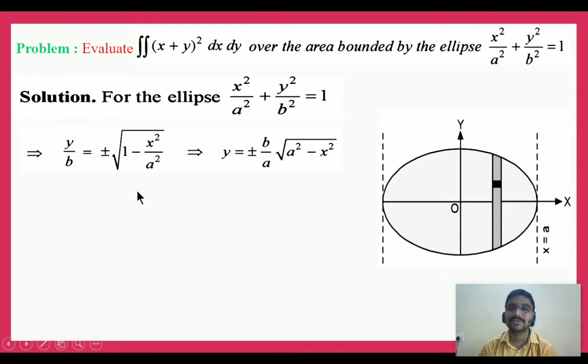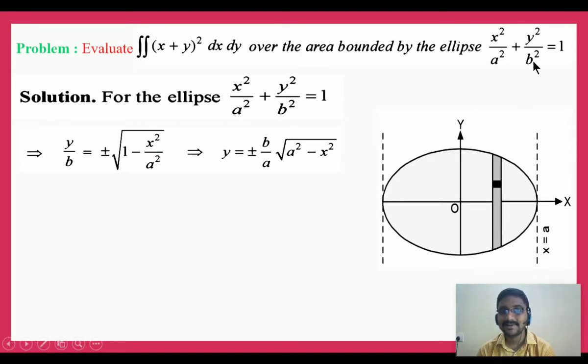The y limits should be in terms of x. Thus the y limits are plus or minus b by a root of a square minus x square. Whenever the y limits are variable limits in terms of x, the x limits should be constants. The ordinates are a, 0 and negative a, 0, because to get where the curve meets the x-axis, we have to put y equal to 0.